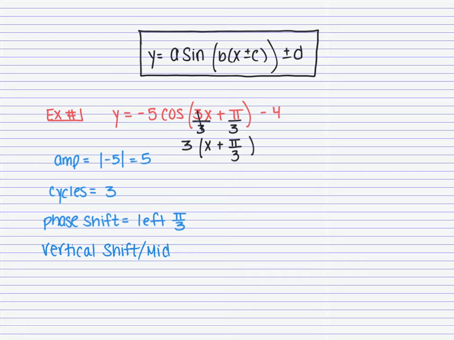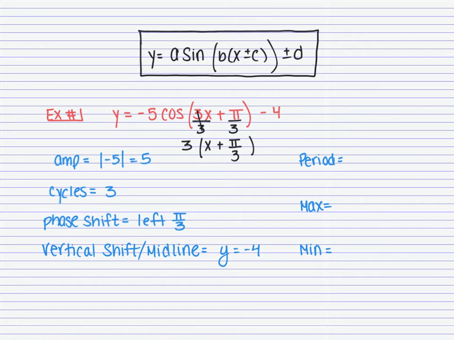And that midline is going to be the line y equals -4. Remember, a midline is always written as an equation. Okay, so there's other things that we can find from this equation. We can find our period, and we also can find our maximum value, and we also can find our minimum value.